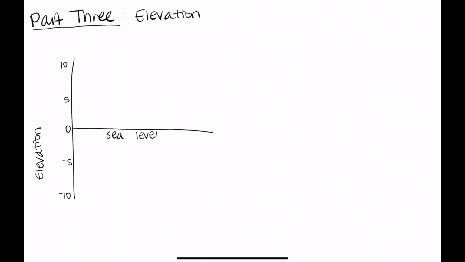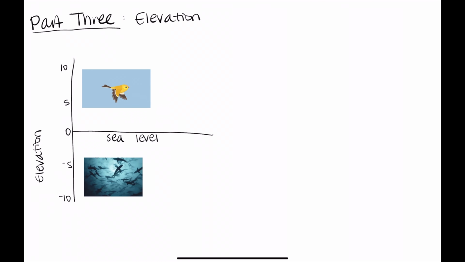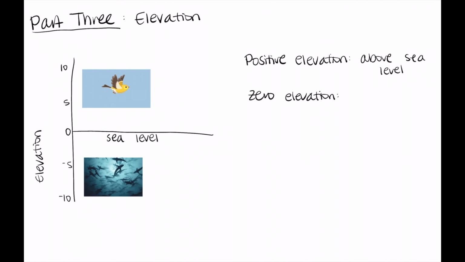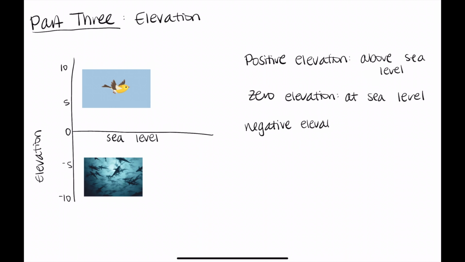So as I mentioned, 0 is sea level. What types of things do we find above sea level? Well, we find things like birds, right? Things that can fly, humans, all that type of stuff above sea level. And then below sea level, we have sea creatures, right? So I have sharks over there as our example. And again, to reiterate, positive elevation means above sea level. 0 elevation means at sea level. And then negative elevation means below sea level.